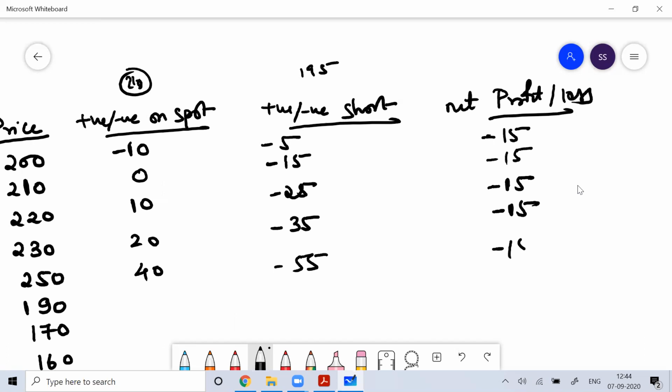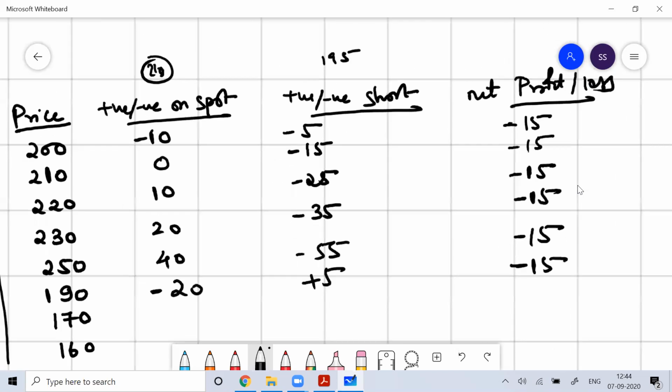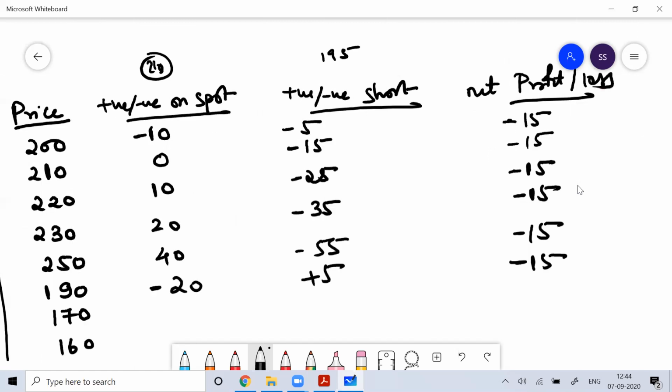Overall your loss is minus 15 rupees. At 190 rupees you get a loss of 20 rupees, and at 195 you have shorted, so you get a profit of 5 rupees. Overall your loss is 15 rupees. At 170 rupees, you get a loss of how much? 40 rupees, while you shorted at 195, so you got a profit of 25 rupees. So overall your loss is 15 rupees.